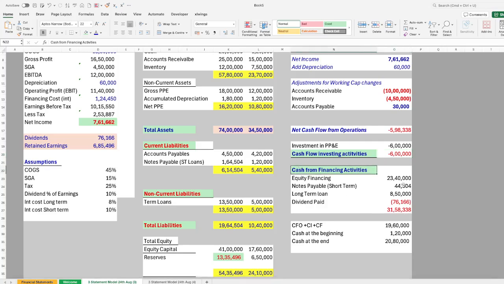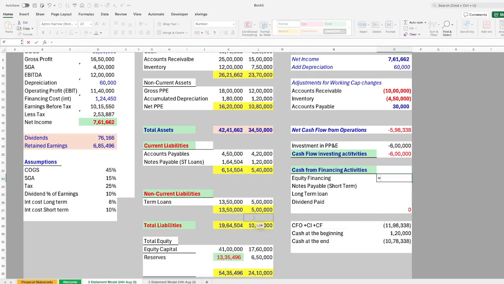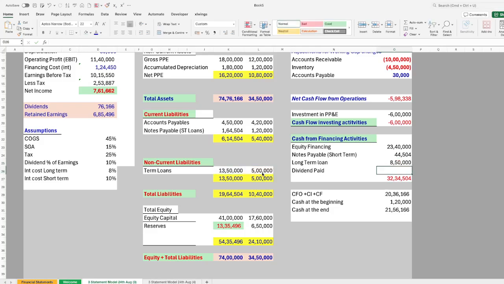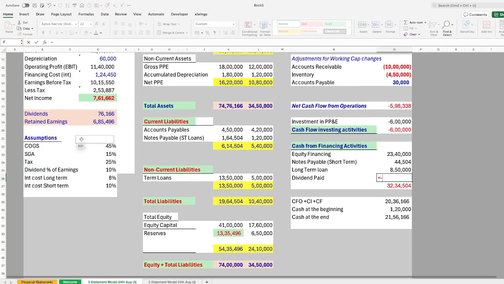Then comes the cash flow from financing activity, and we have four items here. The equity capital is added, that is, this year's equity capital minus last year's equity capital, which is the capital flow. Similarly, the short-term loan, this year's short-term loan minus last year's, is the additional short-term loan. Similarly, the long-term loan, this year's long-term minus last year's balance. Then you have the dividend that is paid, taken from your income statement, which is subtracted here. Now we can see the sum of all the cash from financing activity.